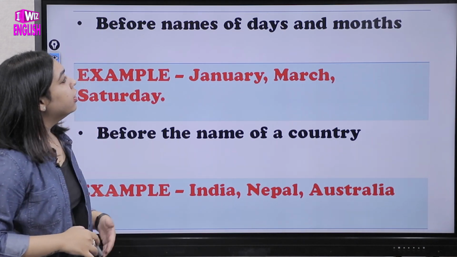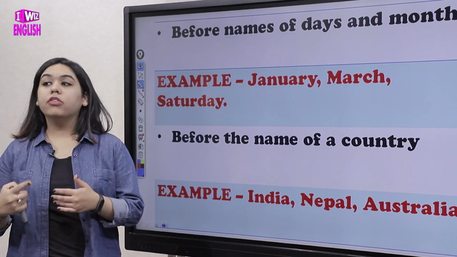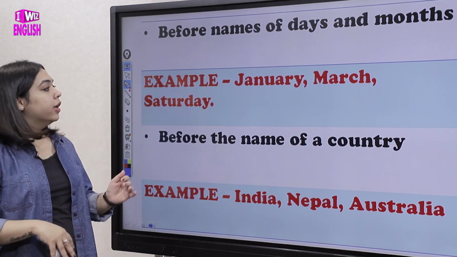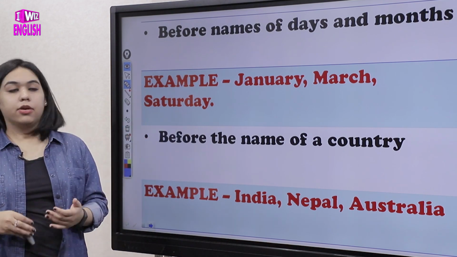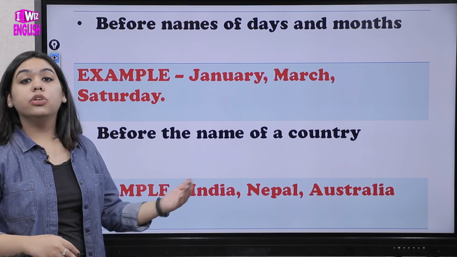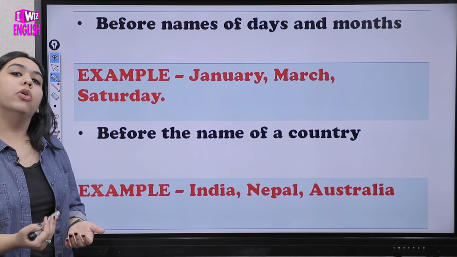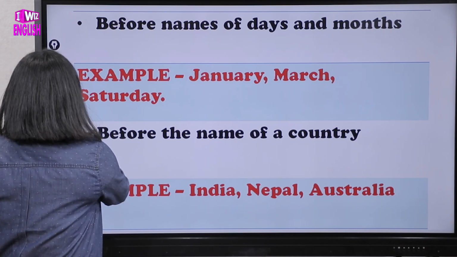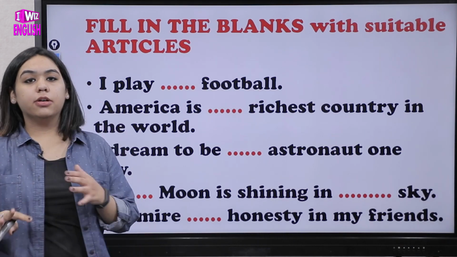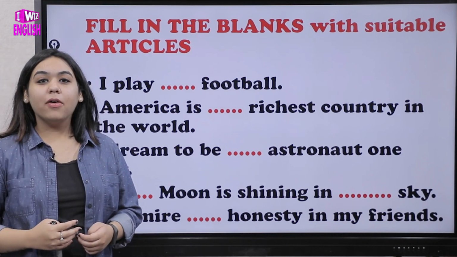Let's move on. Before the names of days and months. We'll be meeting on Saturday. I will never say that we will be meeting on the Saturday. January, March, Saturday. Before the names of a country, like India, Nepal, Australia, you will not say "the India". I will not say I belong to the India. I'll say I belong to India. Let's move on. That's all for the areas where you're not going to use the article. I hope that you guys are clear about it.